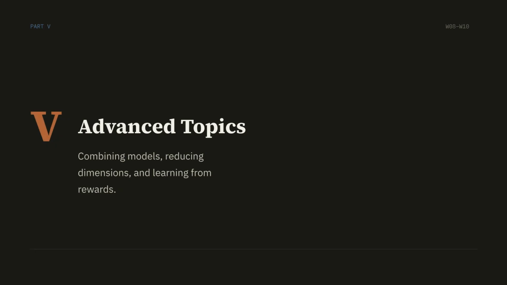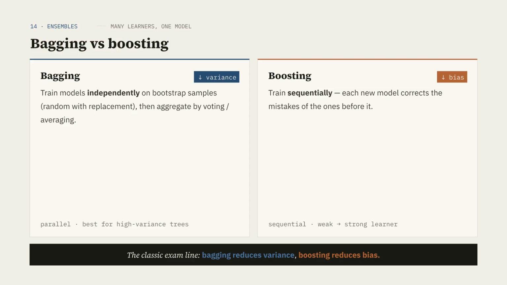This final section covers 3 advanced topics: ensemble learning, which combines multiple models, dimensionality reduction using PCA to handle large feature sets, and reinforcement learning, where agents learn to make optimal decisions through trial and error in an environment. Ensemble learning combines weak learners into a single strong model. The crucial distinction for your exam is this: bagging reduces variance by training models in parallel on bootstrap samples, while boosting reduces bias by training models sequentially, where each new model learns to correct the mistakes of its predecessor.